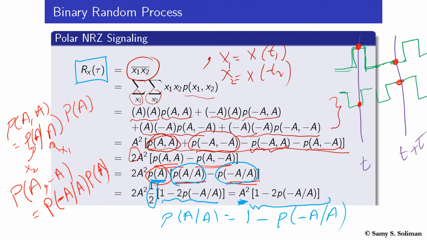So the question now is how to calculate this conditional probability, the probability of negative A given A. The tricky part here is that this conditional probability depends on tau. It depends on how far the two samples taken at time t and time t plus tau are from each other. So that depends on the value of tau itself.